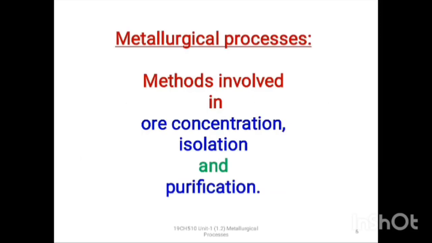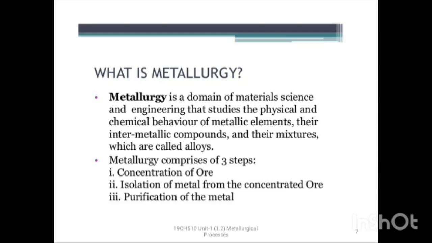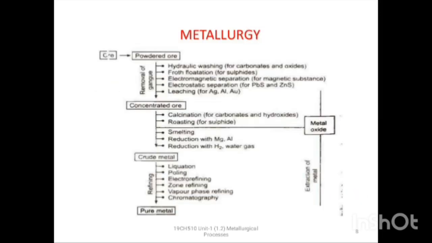These are the three main classifications of metallurgical processes. The first step is ore concentration, the second one is isolation, and the third step is purification. So what do you mean by metallurgy? Again, the three steps involved: concentration of ore, isolation of metal from the concentrated ore, and purification of the metal. These are the total process of metallurgy.